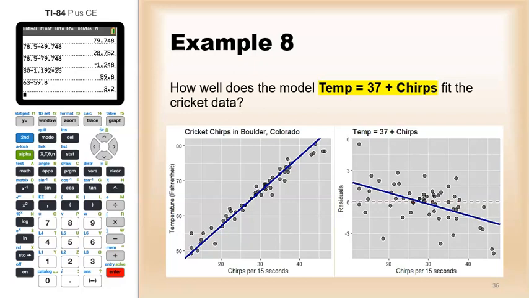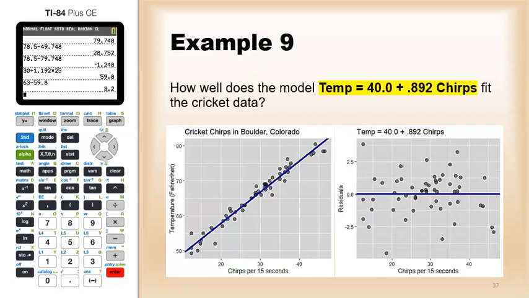Then the one I started this lesson with, 37 plus the number of chirps. On the surface, it looks like the line goes through pretty well. The residual plot has definitely a little bit of tilt, not much. So anyway, it's an improvement over the previous examples, but this is still not really the best fit. The best fit is this one here, 40.0 plus 0.892 times the number of chirps. Maybe a little hard to tell from the graph, but it looks like it goes through as well as the previous one. But in the residual plot, this line is horizontal. The points seem to be randomly above and below. This is a good fit.